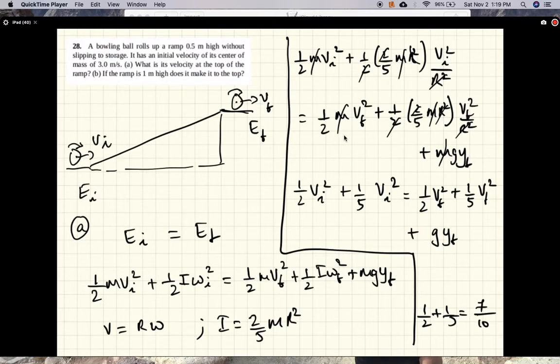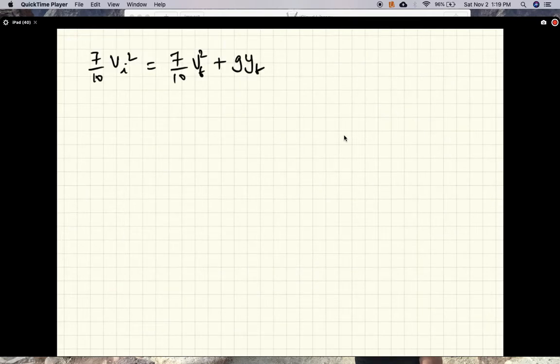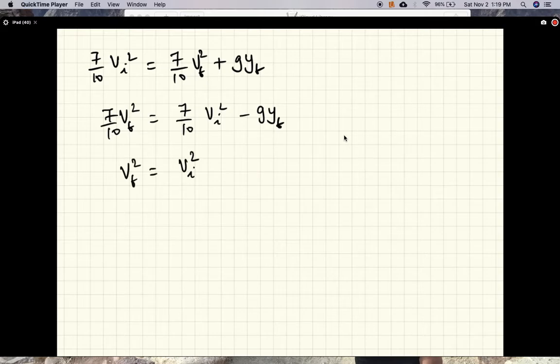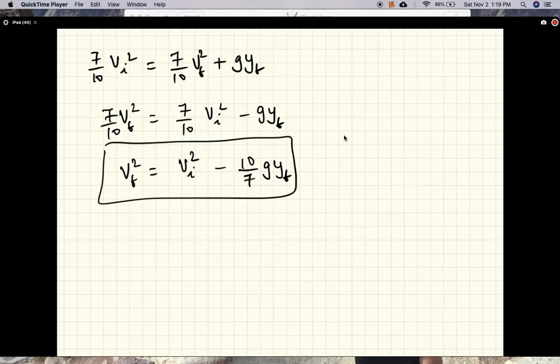All right, so what we're trying to solve for is v final. 7/10 v final squared is 7/10 v initial squared minus g y final. And so v final squared is v initial squared minus 10/7 g y final. All right, there's the expression, and let's put in the numbers.